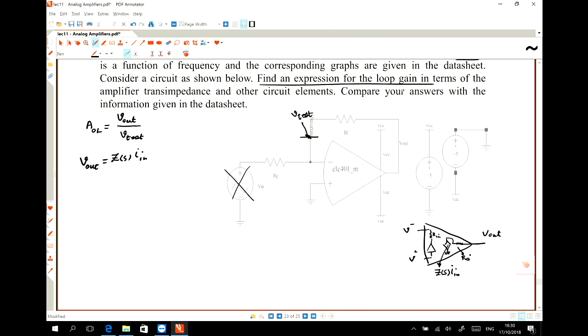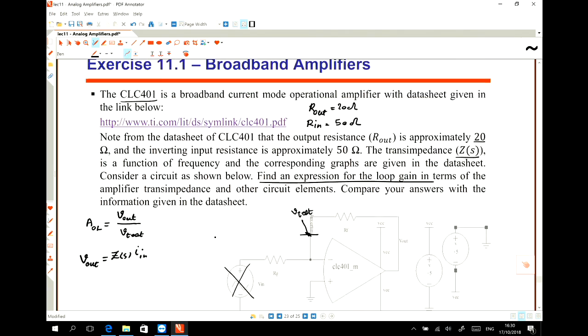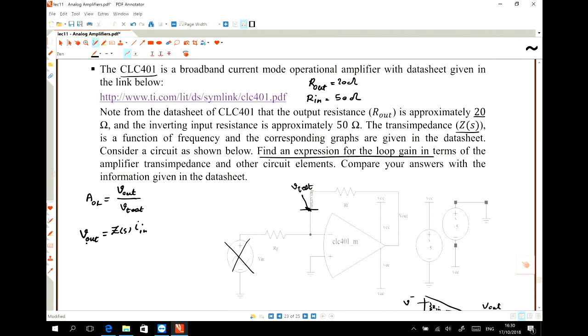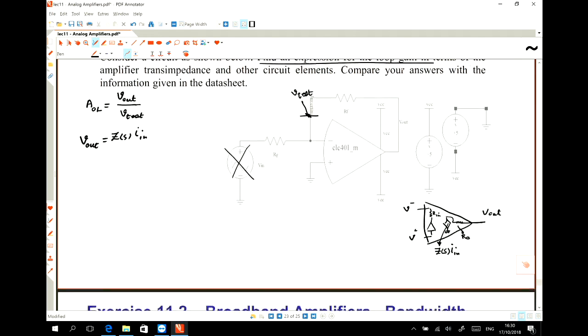So if RO is very small, then we assume that this is correct. So here our R out is 20 ohm only. So then the V out is ZS I in, and if I write down this structure again, so this is R in, and this is RF, and this is RG.